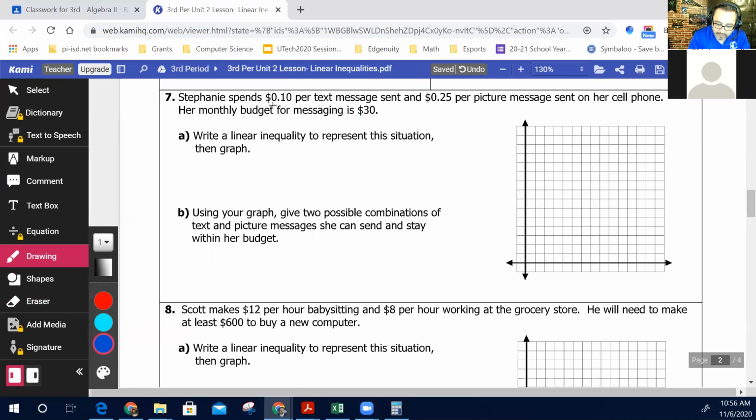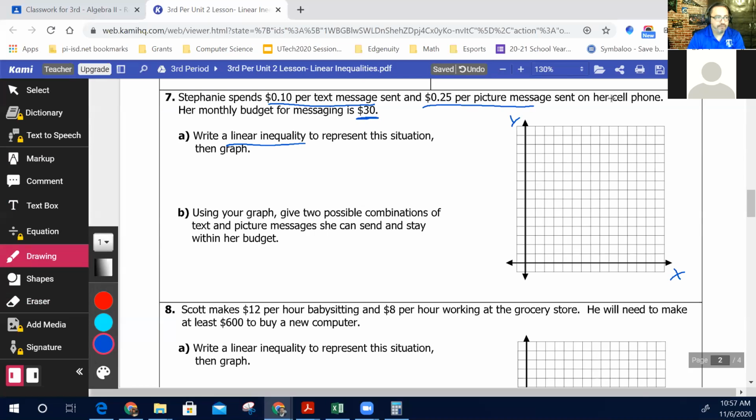It says here that we have 10 cents per text message, 25 cents per picture message, and her budget is $30 a month. Okay, so in these situations, you want to identify your variables, right? Because it says we need to write a linear inequality to represent this situation. Well, this is my x-axis, this is my y-axis. So if you were just calculating stuff, I'd recommend you use an appropriate variable, right? So it would be like T for text, P for picture.